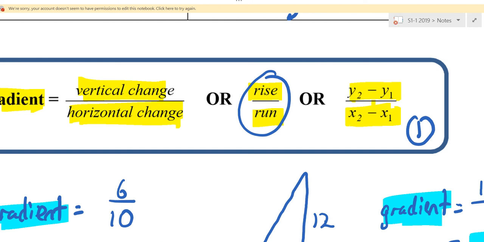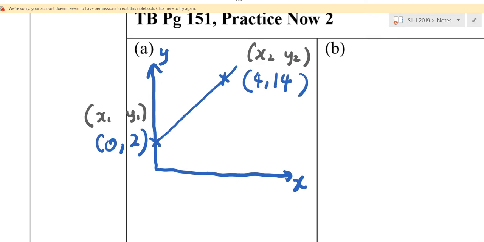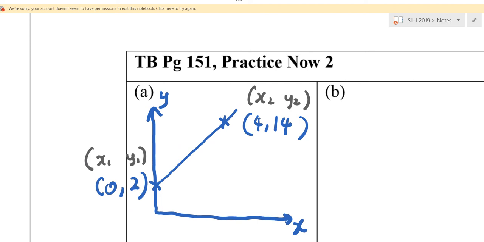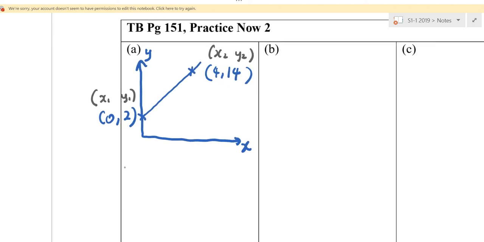Can you write down on your question paper here? Okay. So you take out a blue pen and you write gradient equals y2 minus y1 over x2 minus x1. Can you do your work quietly? If yes, sit down. If you cannot, stand up. Then sit down.